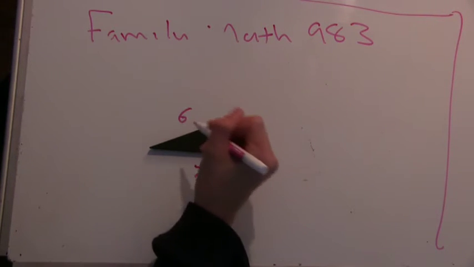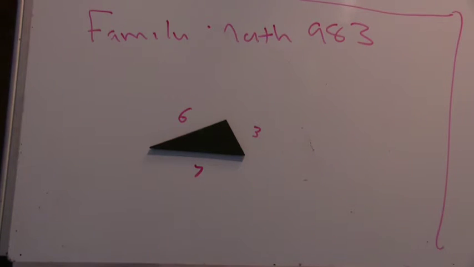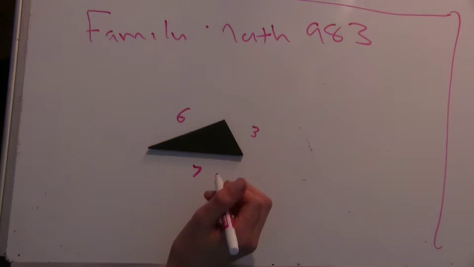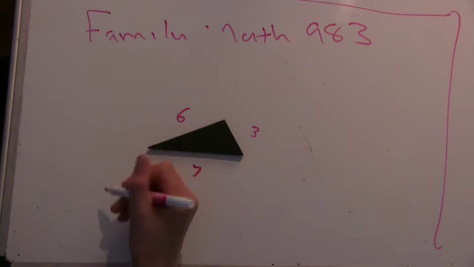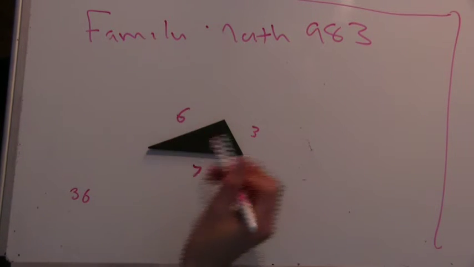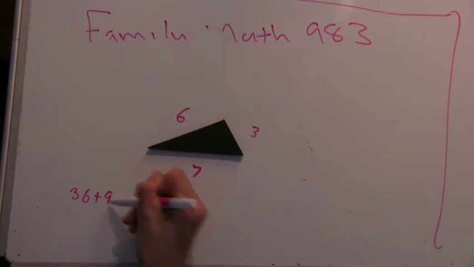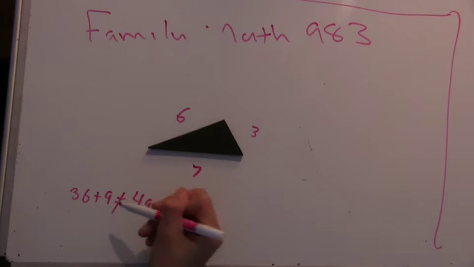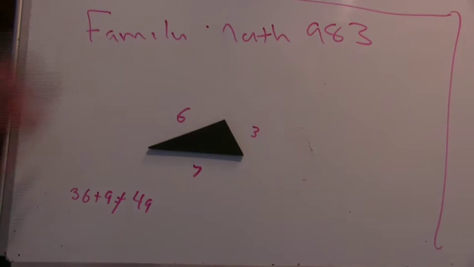Now, let's say before we even got started, you said you're not sure if this is a right triangle or not. How could we check if it was a right triangle? Well, we can use the Pythagorean theorem. So if this was a right triangle, 6 squared is 36 plus 3 squared, which is 9, and this should equal 7 squared, which is 49. And it does not. So this is not a right triangle.